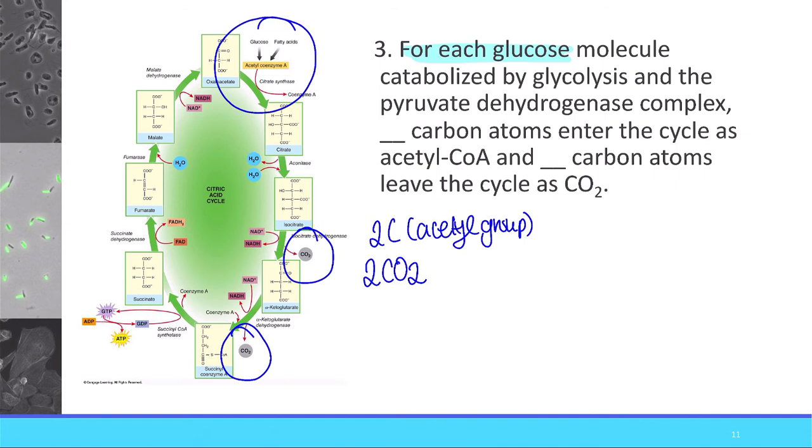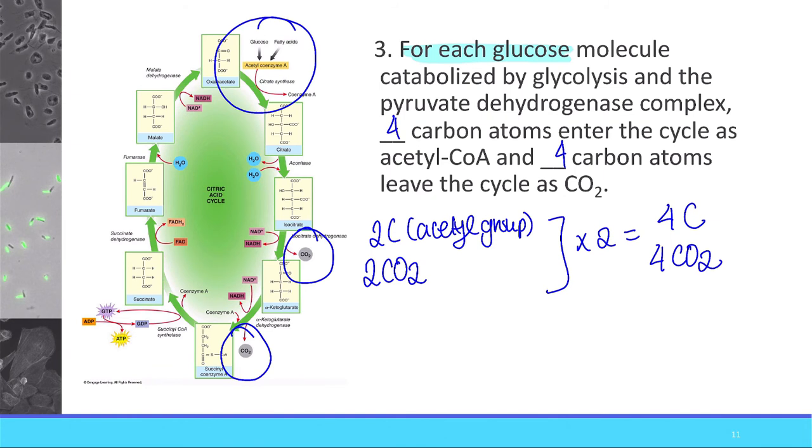So the glucose was split into 2 pyruvate. Each pyruvate was converted into acetyl-CoA, and then each of those acetyl-CoAs went through the citric acid cycle. So we actually have to multiply this by 2. So we get 4 carbon molecules that entered the cycle as acetyl-CoA and 4 CO2 carbon molecules that leave. So let's go ahead and fill those in.